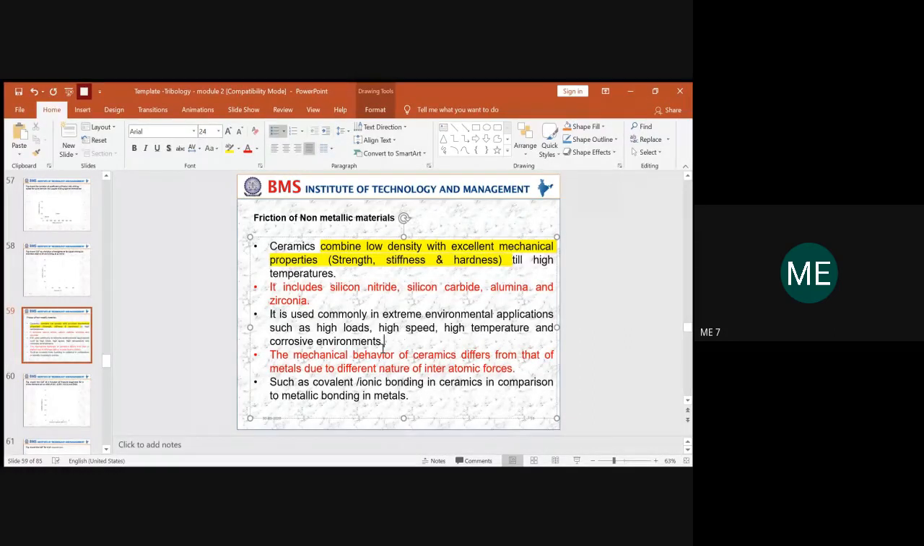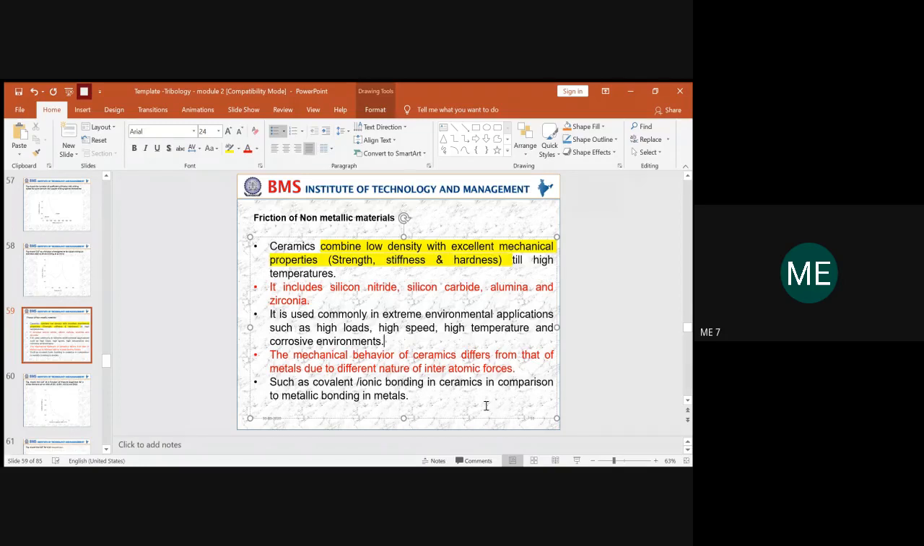Further, one more thing you have to understand is that the mechanical behavior of ceramics usually differs from that of metals. Why? Because of the different nature of interatomic forces. The interatomic forces in metals are different, whereas the forces between the atoms or molecules in ceramics are different. Force of attraction, intermolecular phase arrangement, everything behaves in a different way, and as a result the mechanical behavior of ceramics obviously differs from that of metals.